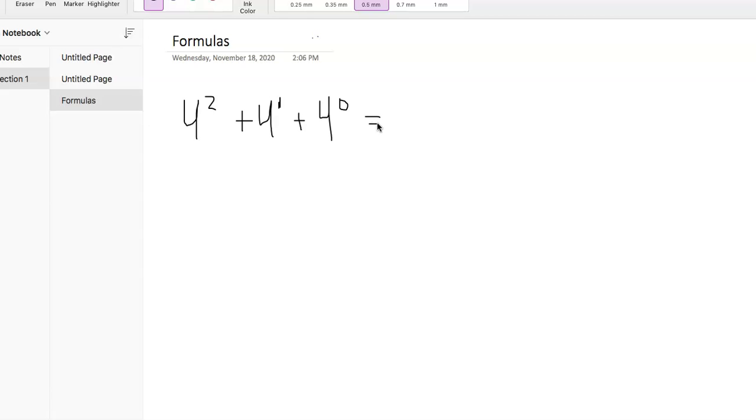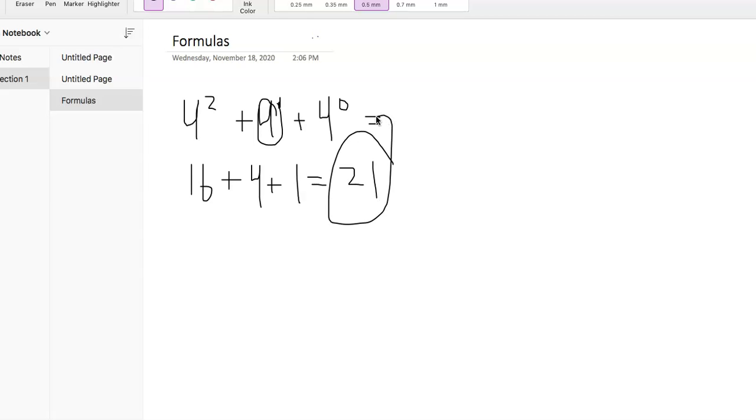Most people are pretty good on 4 squared, right? That's 16. 4 to the first is just going to be 4. Any number to the first is just the base, and the base is this number right here. So that's 4. And any exponent to the 0 just equals 1. Whether it's 400 to the 0 or 4 to the 0, they both equal 1. Then if we add all these up, we get 21.